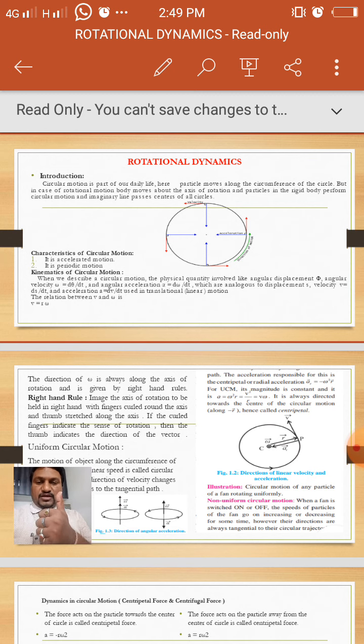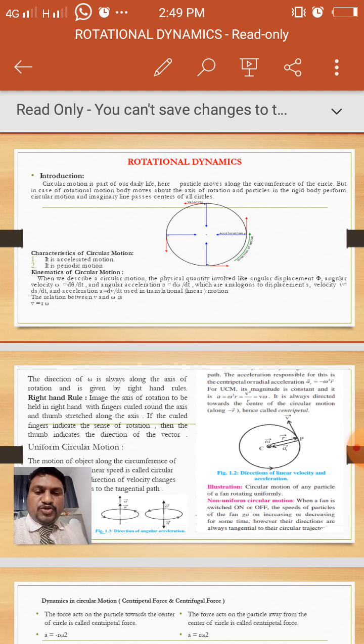I repeat again, imagine the axis of rotation to be held in the right hand with fingers curved around the axis and the thumb stretched along the axis. If the curved fingers indicate the direction of rotation and the stretched thumb indicates the direction of the vector, this is the right hand rule. Now circular motion is classified into two categories.